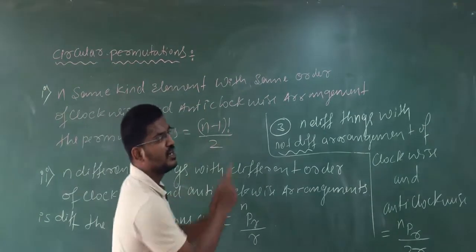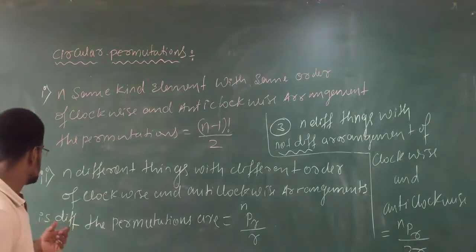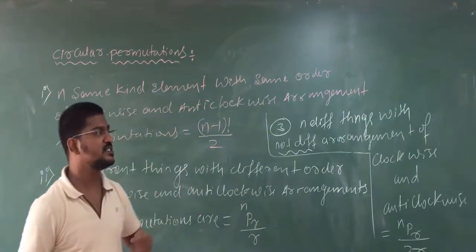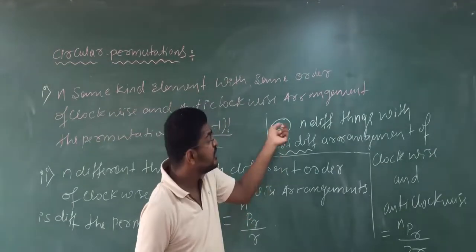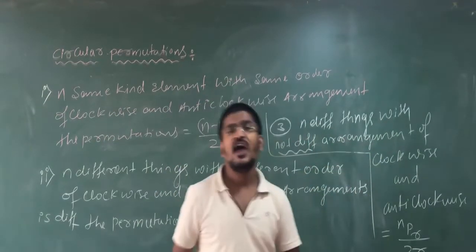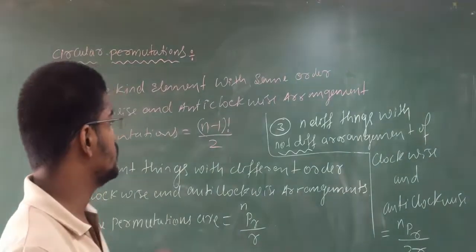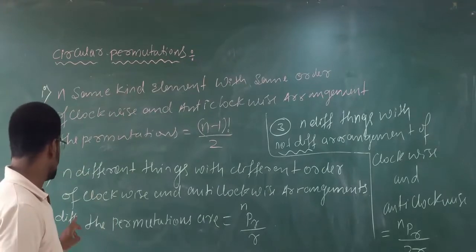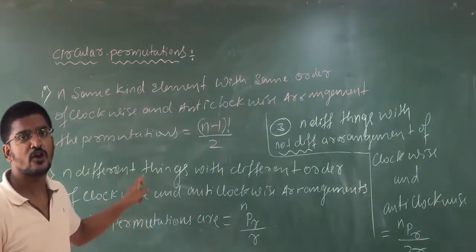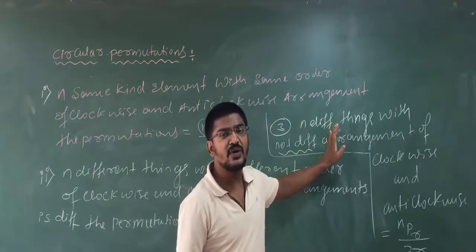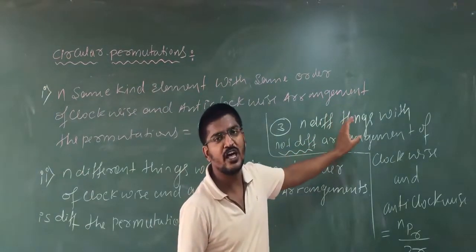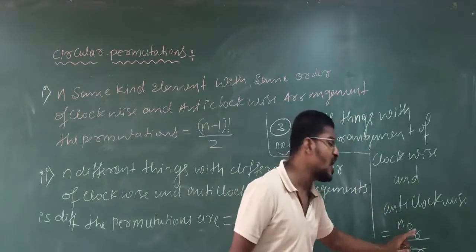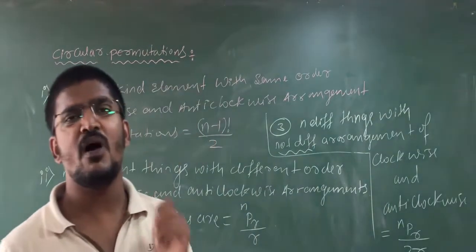For the second and third, there is a small change. That is, the second is having different arrangements of clockwise and anti-clockwise. Here it is having not different arrangement of clockwise and anti-clockwise. Clear students? So this is the difference between the second and third. Only a small slight change: here it is having different order for clockwise and anti-clockwise, here it is having not different, that means the same kind of order for clockwise and anti-clockwise for different things. Then permutations are nPr divided by 2r.